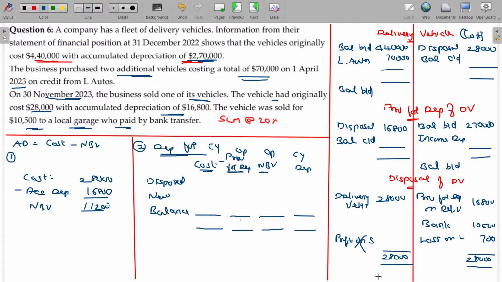Now we have to calculate the rest of the things. In the case of the delivery vehicle account, only one item is missing, as we already have the other values. So the last value also we can calculate easily by tallying. So 5,10,000, and this value being 4,82,000.